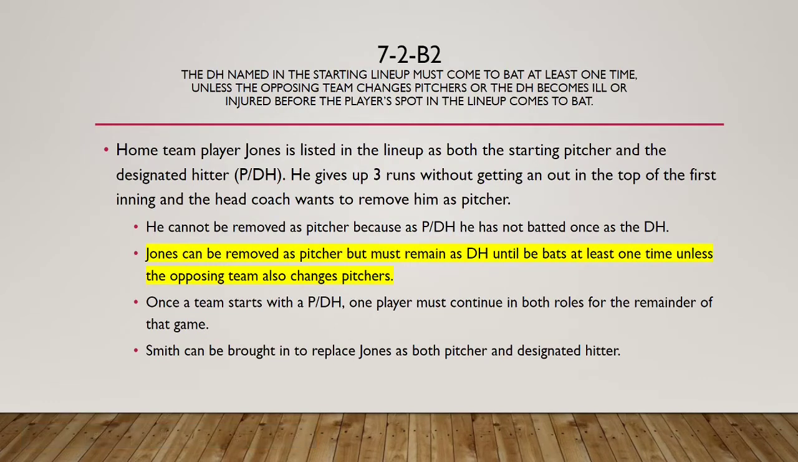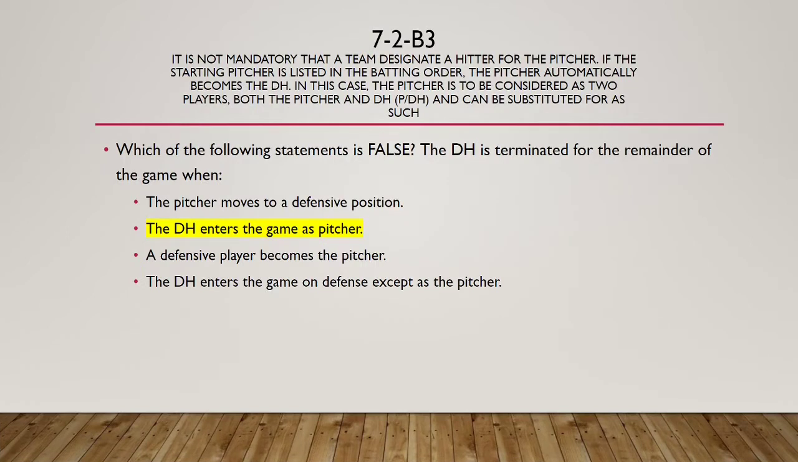Next question is: the home team player Jones is listed in the lineup as both the starting pitcher and the designated hitter, P/DH. He gives up 3 runs without getting an out in the top of the first inning, and the head coach wants to remove him as the pitcher. Can he do this? Jones can be removed as the pitcher but must remain in the DH until he bats at least one time unless the opposing team also changes pitchers. This is Rule 7-2-B2.